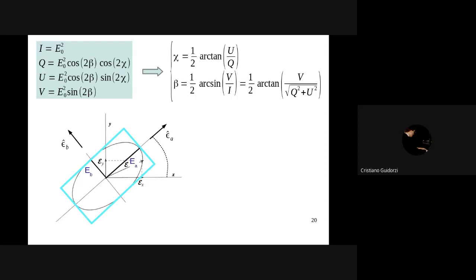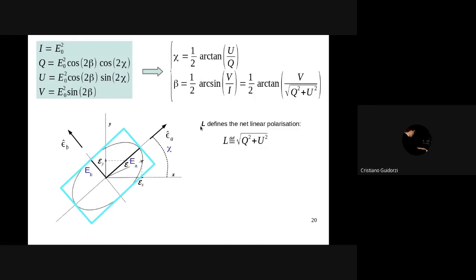So, okay, this is just a relation, using some trigonometric identities. For example, if you know U and Q, just work out the ratio. U over Q is just the tangent of 2 chi. So you can extract 2 chi as a consequence. Or for example, if you know V and I, just work out the ratio. And beta is nothing but 1/2 arc cosine of this ratio.